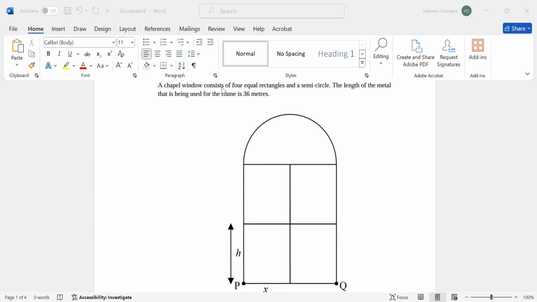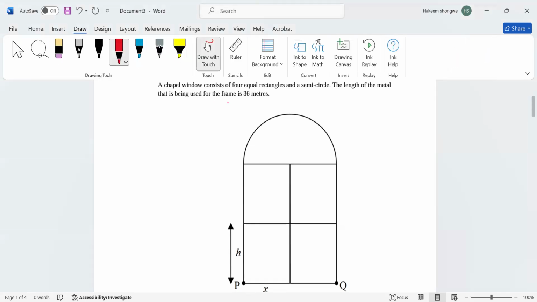So this thing here, guys, all in all, they are saying you have 36 meters to make this thing here. How you structure it doesn't matter. They are just telling you that all in all, you have 36 meters to work with. So what do you have? You have 4 rectangular shapes, and then you also have 1 semicircle.